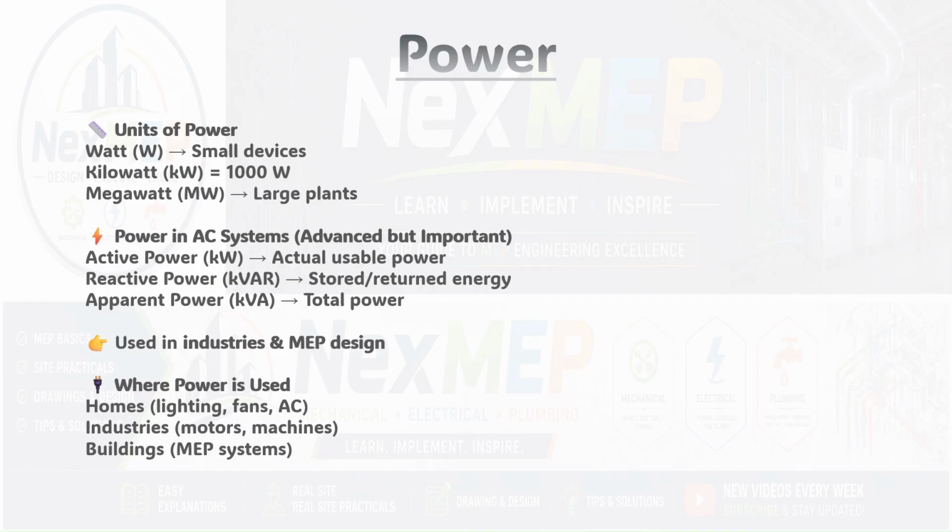First, active power, measured in kilowatts or kW. This is the actual usable power that does real work, like running a motor or lighting a lamp. Second, reactive power, measured in kVAR. This is energy that goes back and forth but doesn't do any useful work. Third, apparent power, measured in kVA. This is the total power supplied by the source. Understanding these 3 is critical when you're designing electrical systems for buildings and industries.